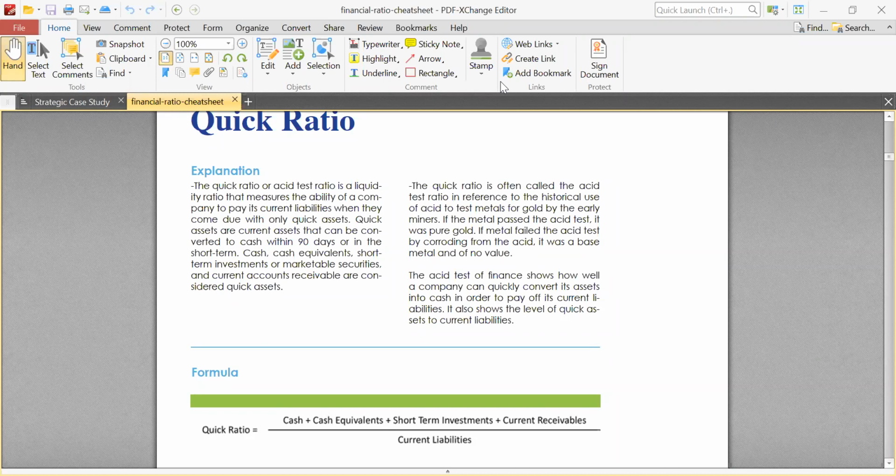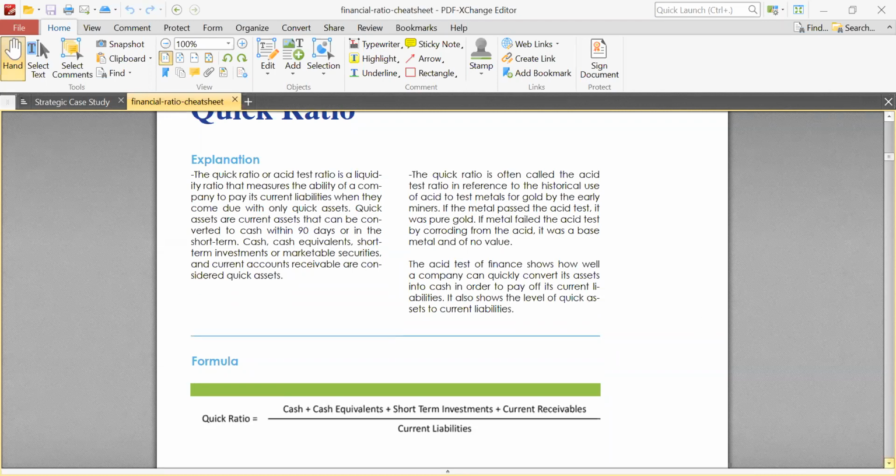And if you look here critically, you would realize that inventory has been left out, because the assumption here is that inventory can take a longer time to turn over, more than 90 days. So even though inventory is a current asset, it's not factored in here. We are looking at cash equivalents, short-term investments, and current receivables. Very, very key.